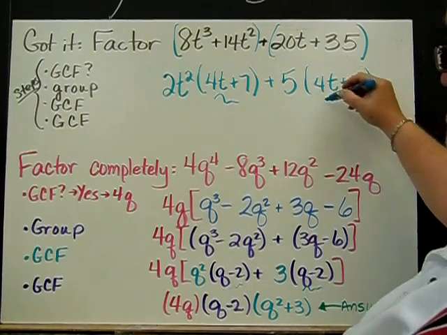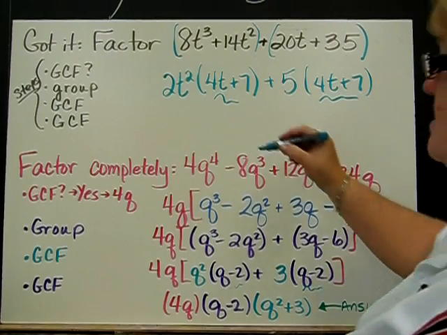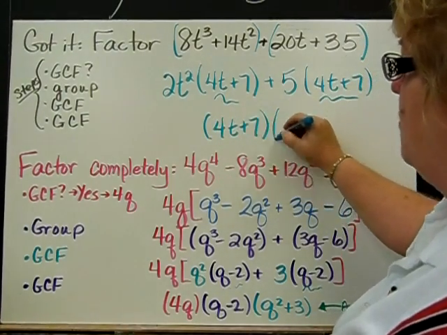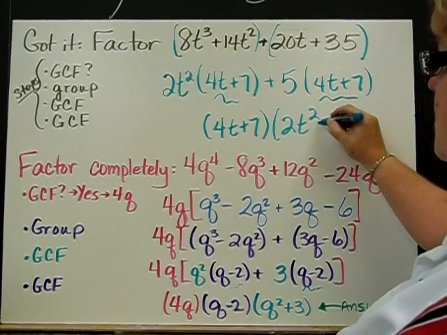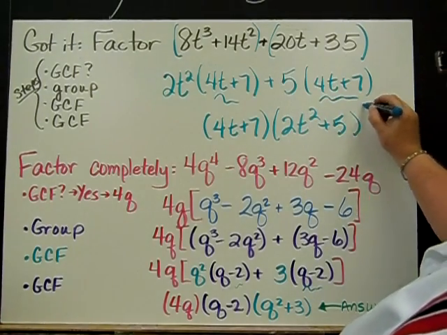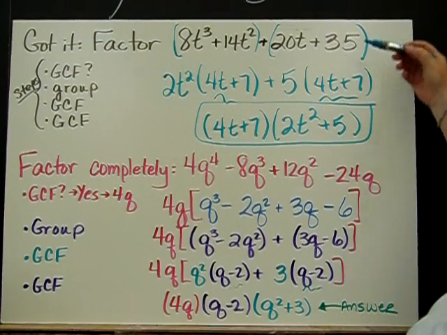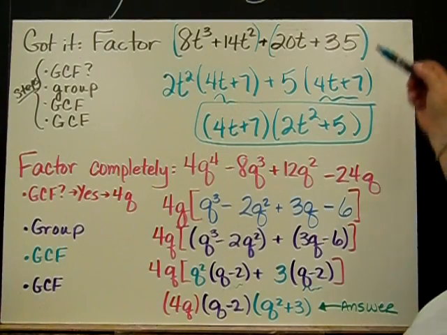Once again, we notice that what is in parentheses is exactly the same, so we can factor that out. And then what we have left over, 2t squared plus 5, goes in the second set of parentheses, and there's our factored form of this polynomial.